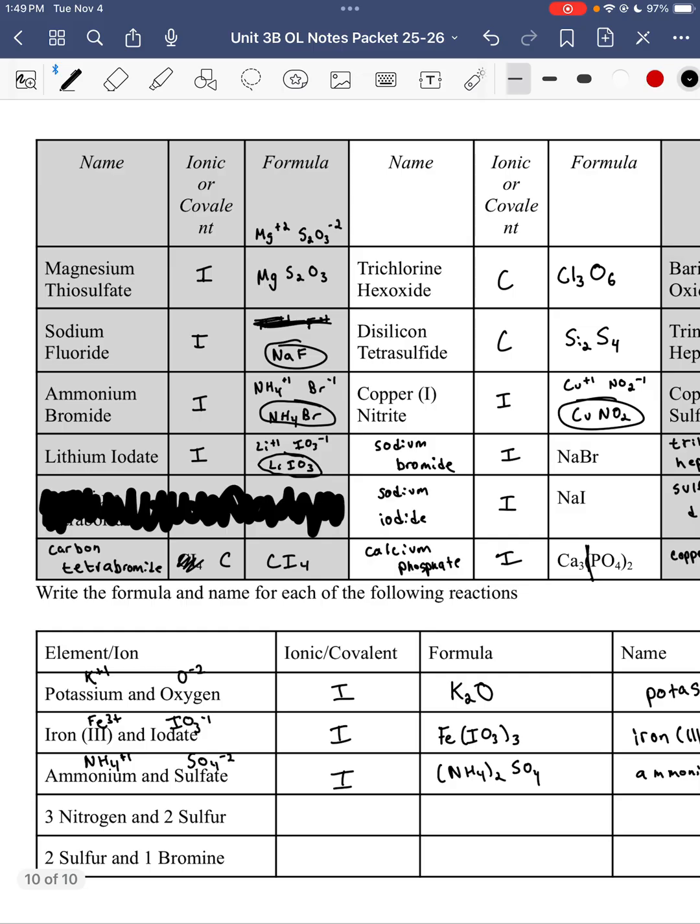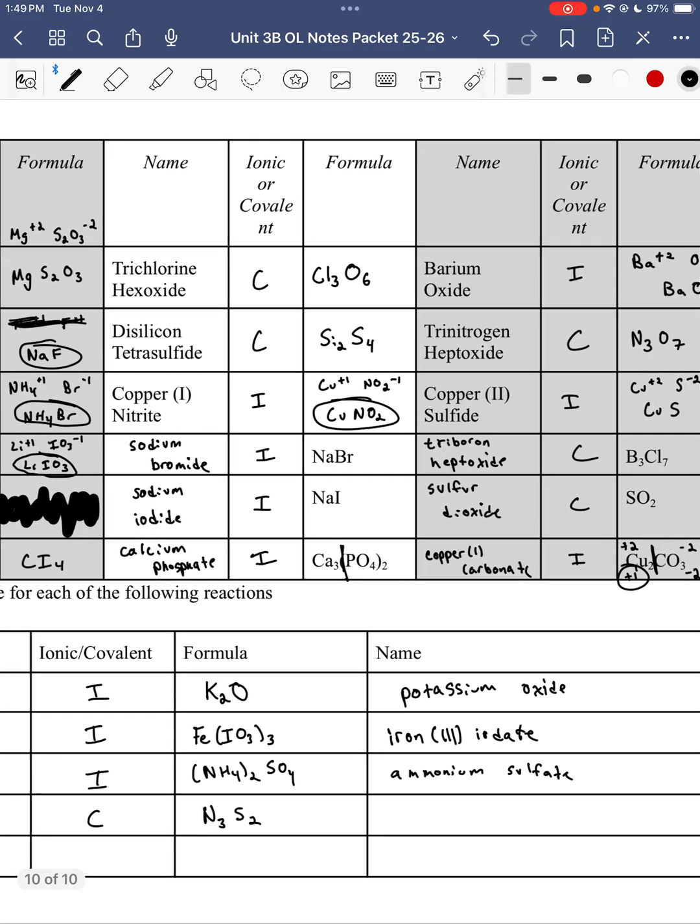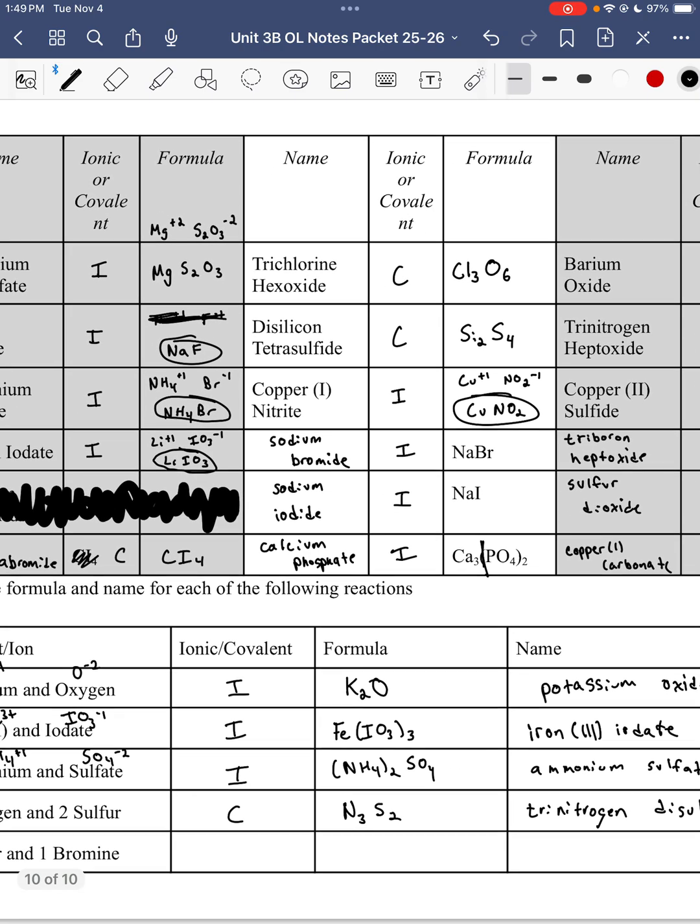Next, I have a covalent compound. 3 nitrogen and 2 sulfur would form N3S2, and this would be called trinitrogen disulfide. Remembering those prefixes and to change the ending.